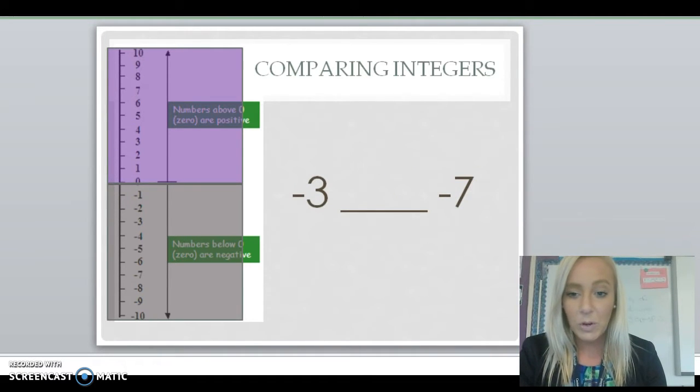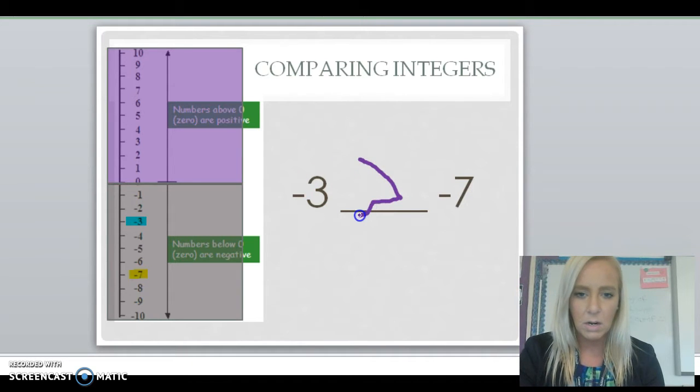Now, what happens when you have two negatives? I have -3 and -7. If you notice, -7 is lower on the number line than -3. Therefore, -7 is actually less than -3. Or you can look at it as -3 is greater than -7.